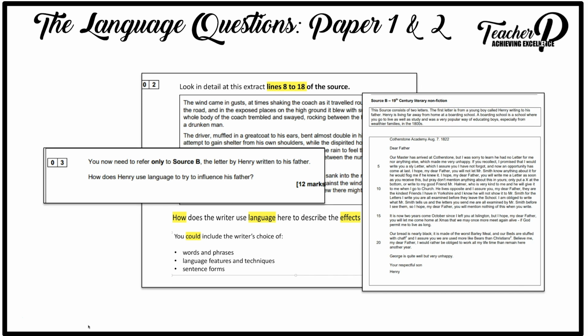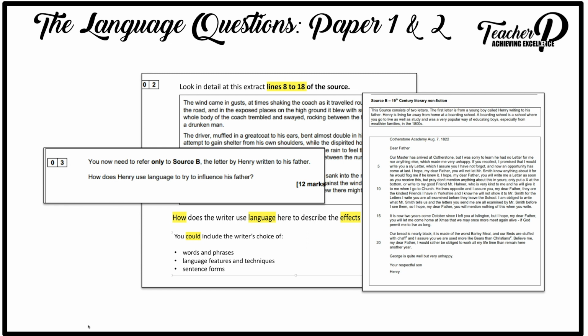As you can see, this question is worth 12 marks. However, you do not get the 3 bullet points. With this in mind, you must remember to analyse words and phrases, language features and techniques, and sentence forms.